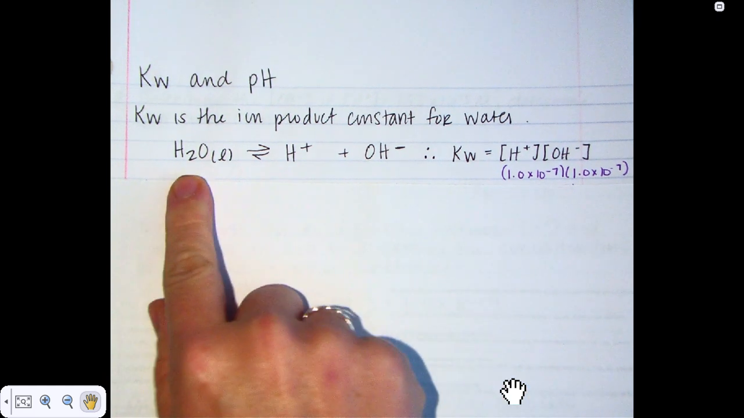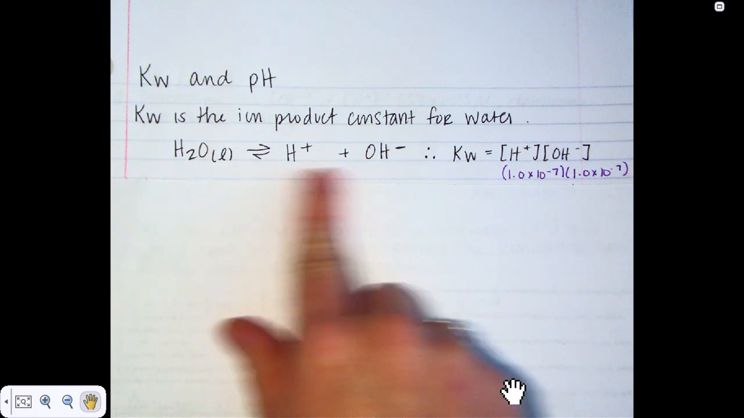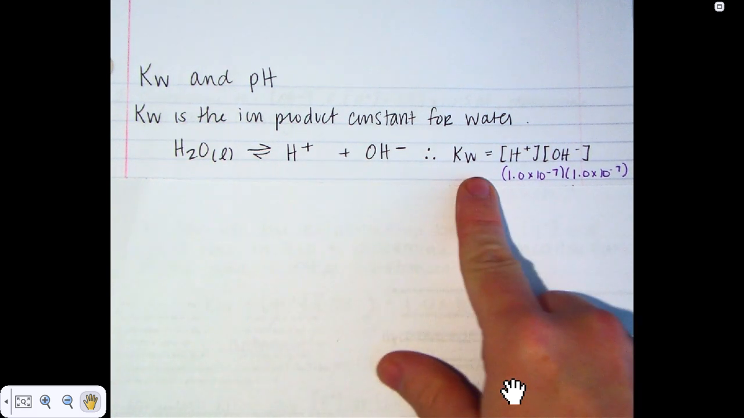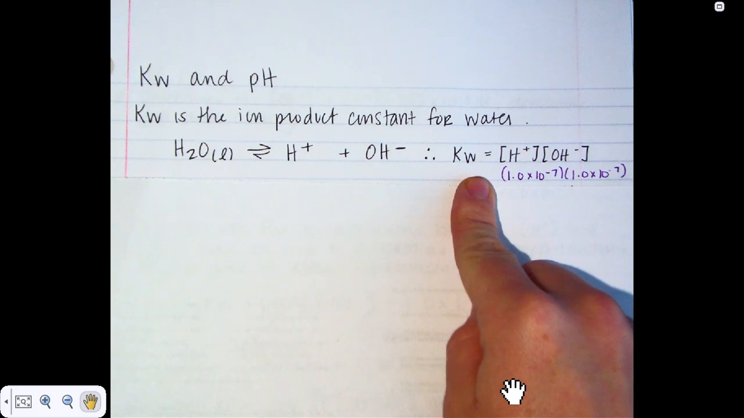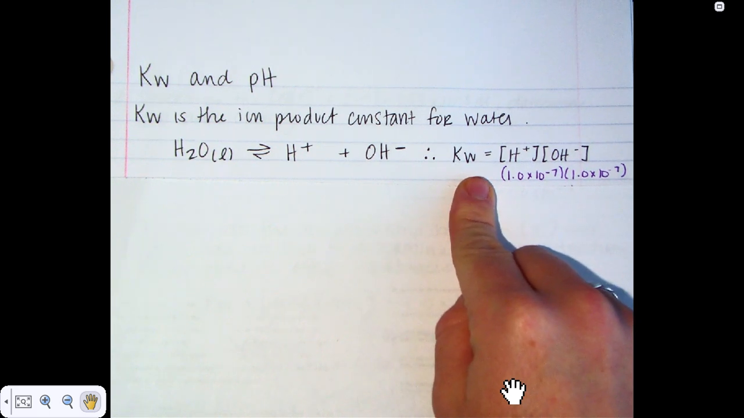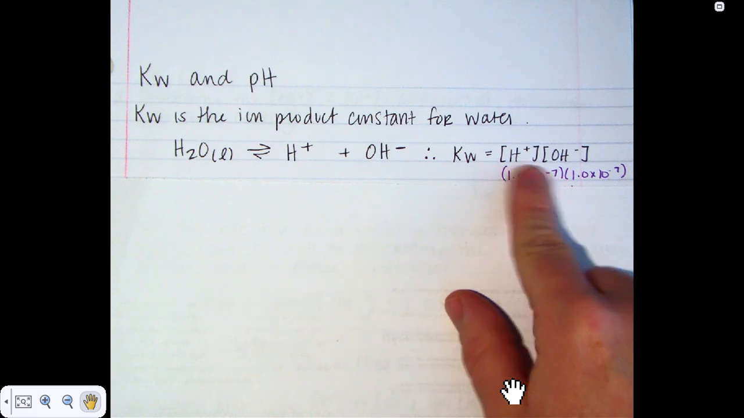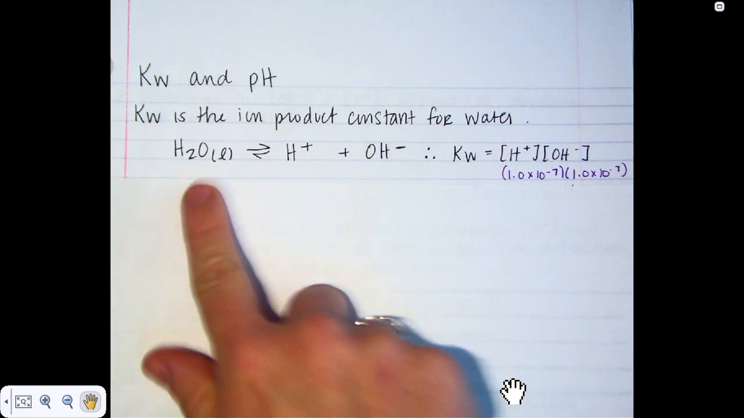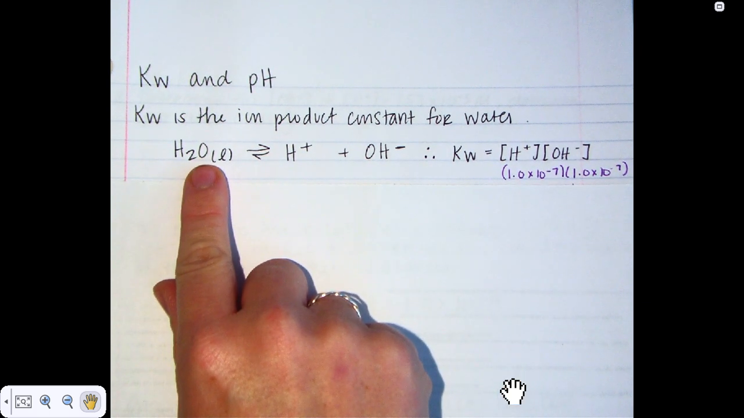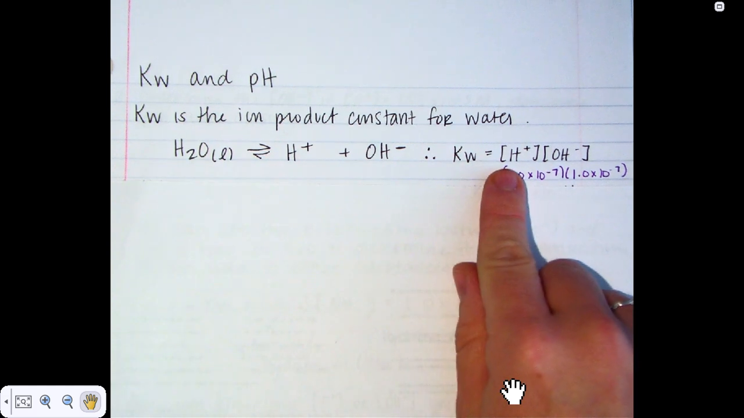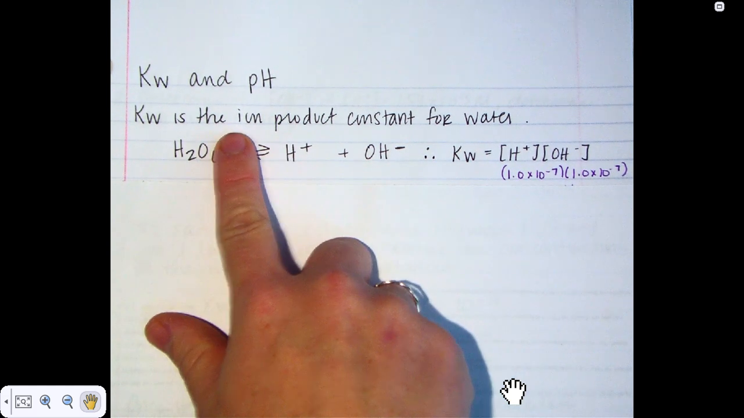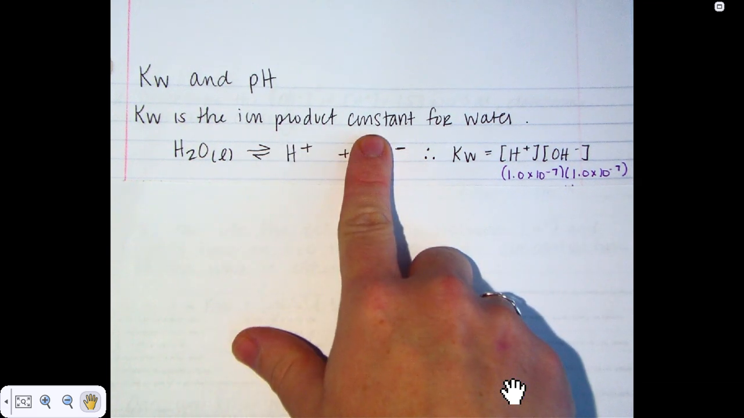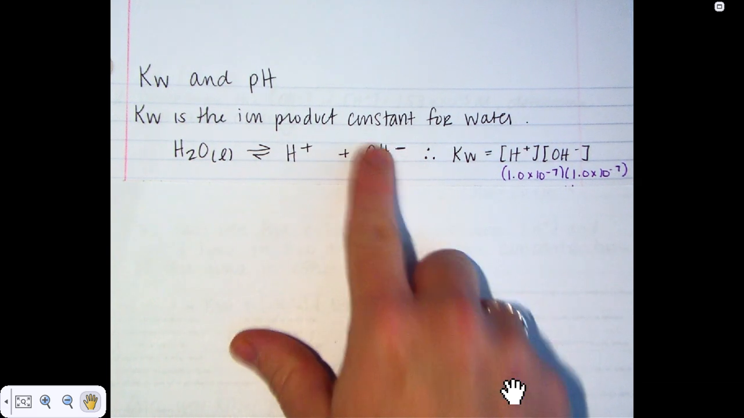Well, look what we have here. We have a liquid and we have two ions. And so notice when we write our Kw expression, which is the same general form as all of our K expressions, products over reactants, we only have products. We have no reactant. The reactant has been left out because it is a liquid. So we have the product ion concentrations, the ion product constant. So we've come full circle here.